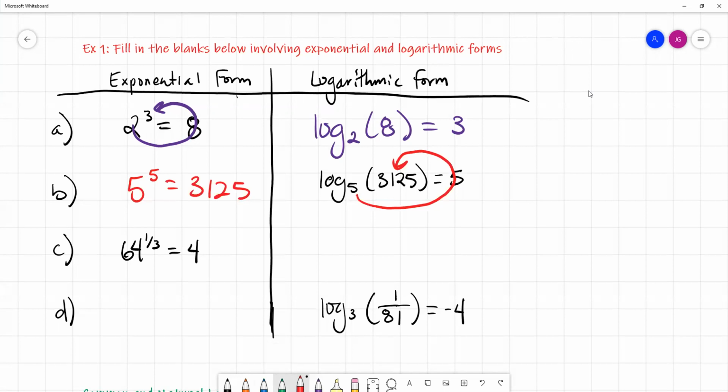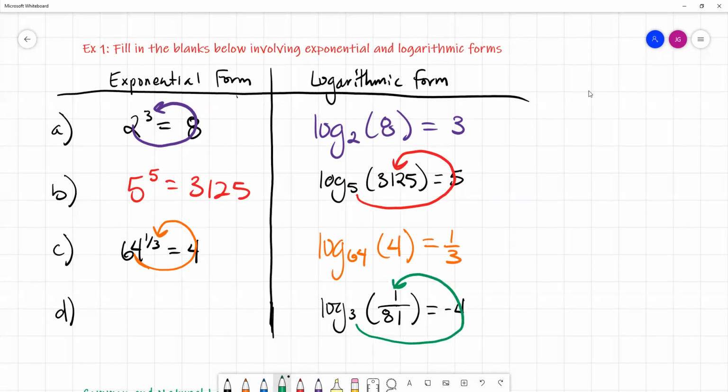Okay. Next one, part C. Log base 64 of 4 is equal to 1/3. And then the last one, we'll do this in green. I'm going from log to exponent. 3 to the -4 is equal to 1/81.